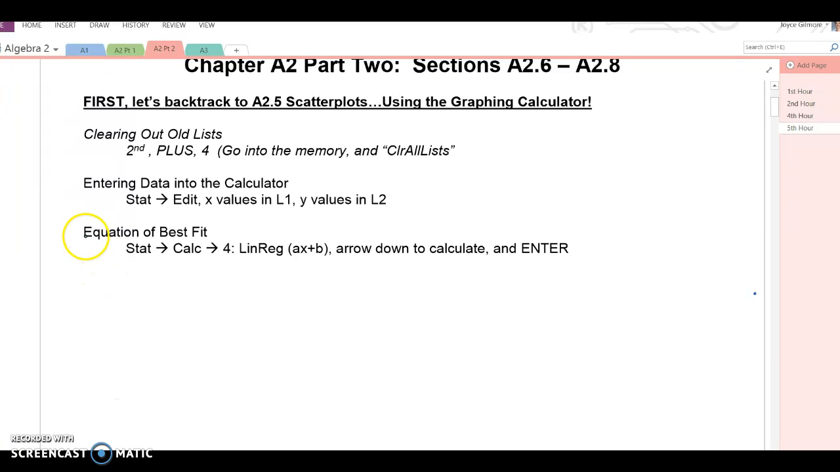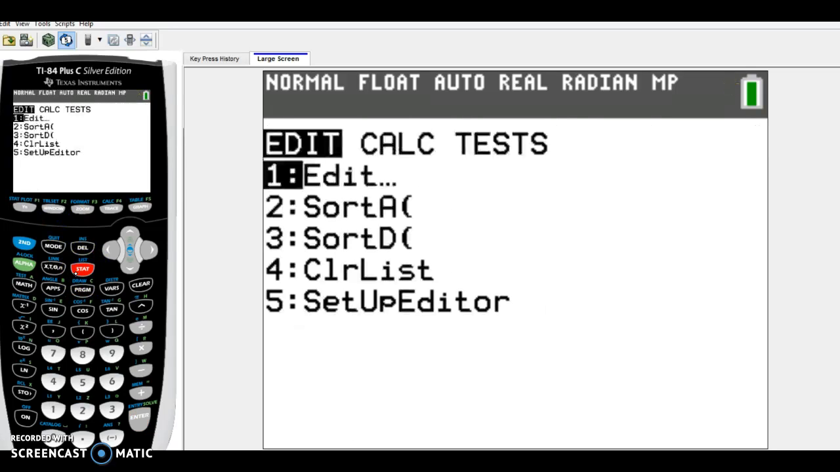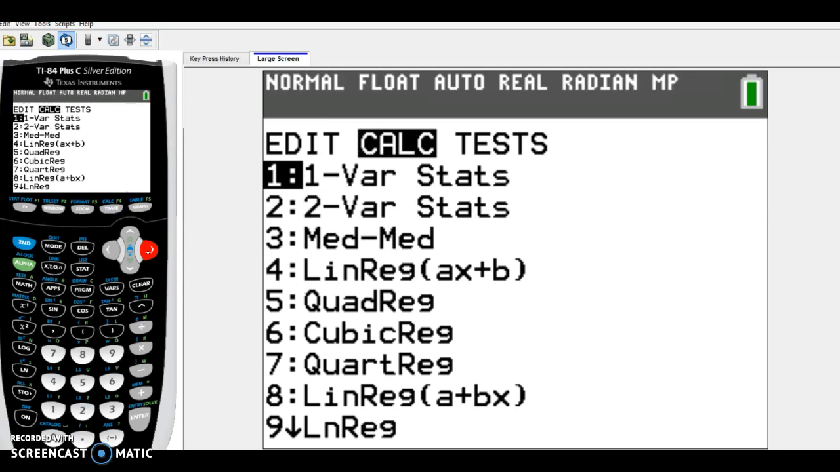And in your notes, here's the directions for finding the line of best fit. Stat, calc, number 4, linreg, ax plus b. So in the calculator, Stat button, how do you suppose we get over to where it says calc? Right arrow. That Stat button has 3 menus within it. There's the Edit menu, the Calc menu, and the Tests menu. So right arrow over to Calc.